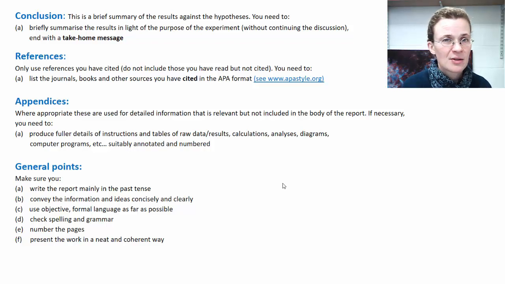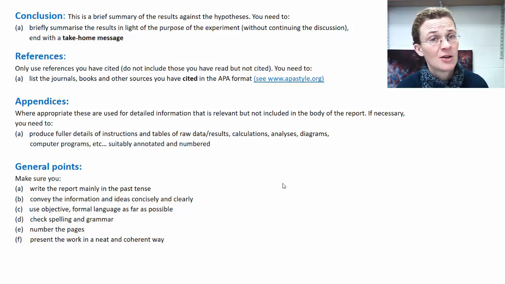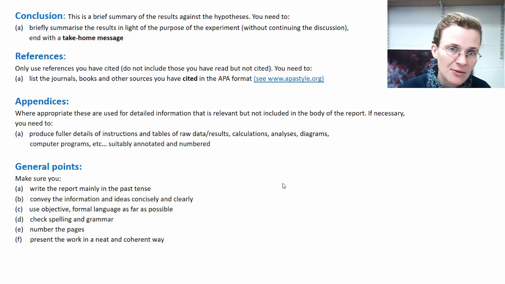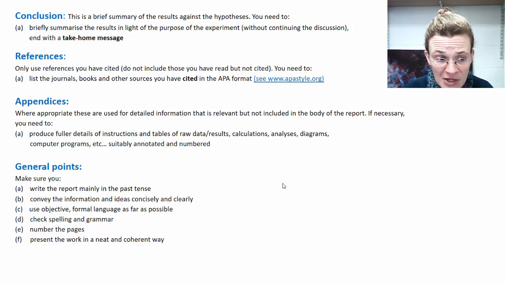Make sure you write concisely because you don't have many words, just as you wouldn't if you were a researcher trying to publish something. You'd have a really strict word count. Use objective language. Check obviously spelling and grammar. APA also asks you to number the pages and it needs to be neat and coherent.